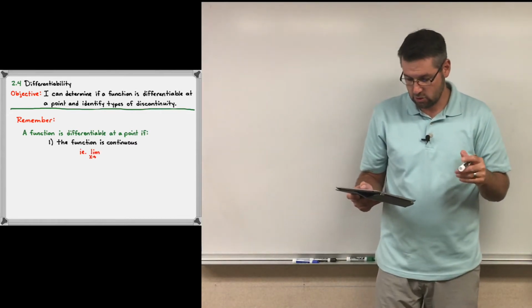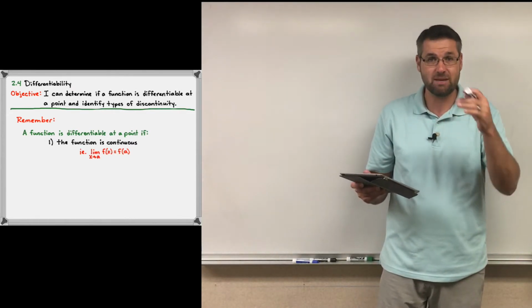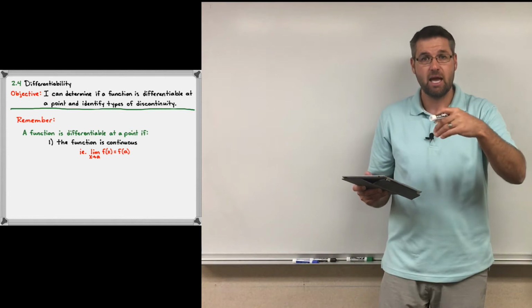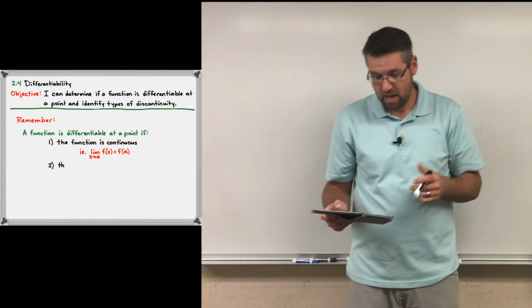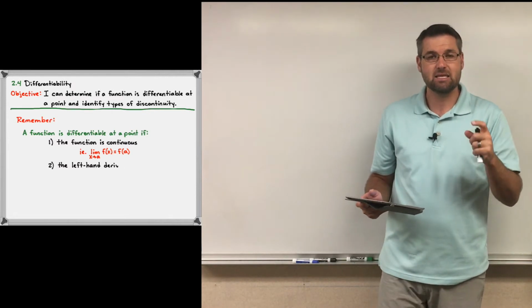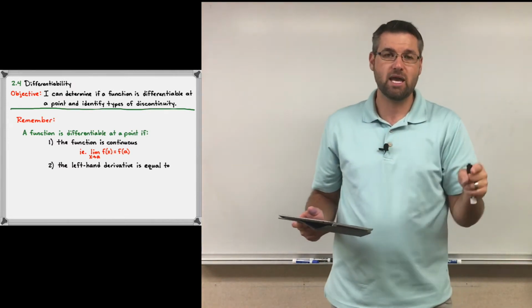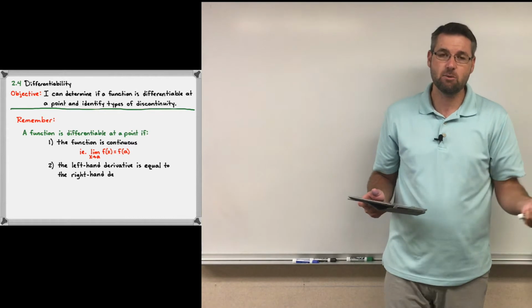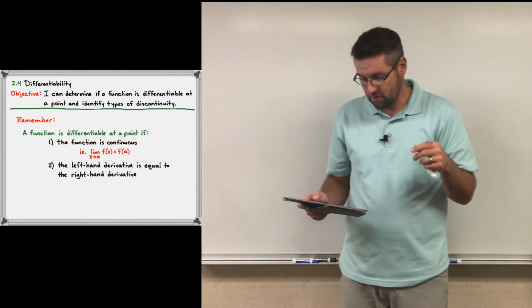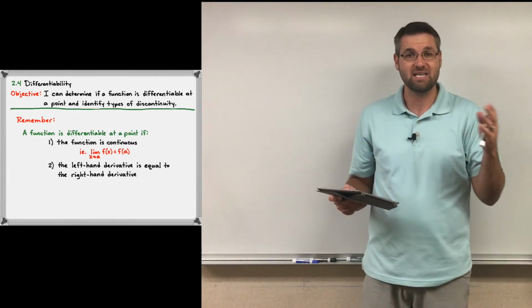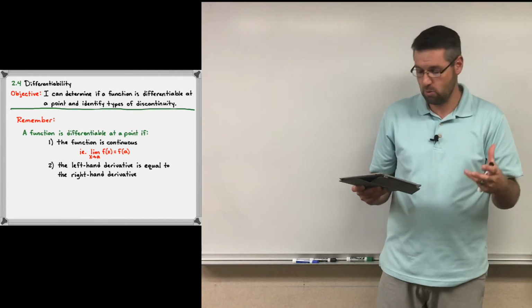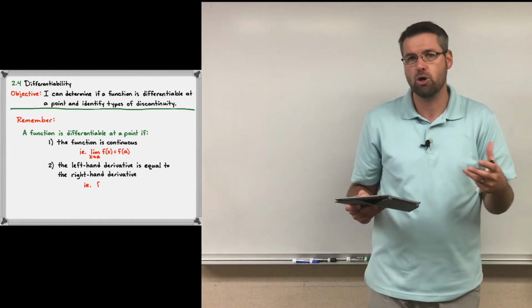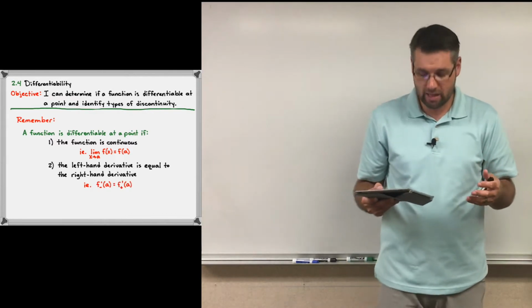Notation-wise, that means the limit exists and it's equal to the function's value at that point. In this case, I put a. The second thing is that the left-hand derivative and the right-hand derivative must be equal to each other, right? If the left and right-hand derivatives are not the same, then we have some really funky shape going on here. We got something called a corner or a cusp or something along that line, okay?